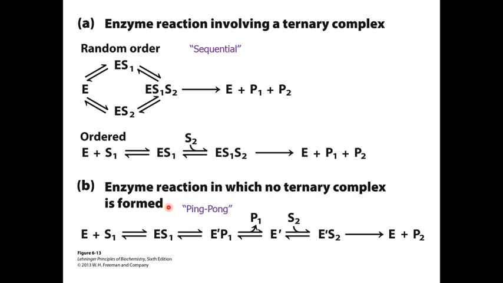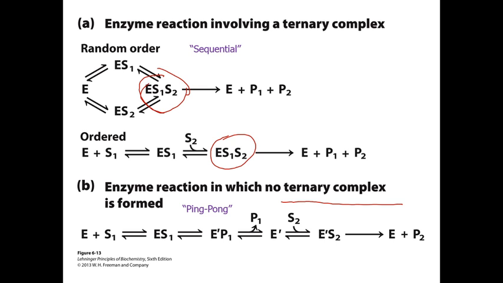And a second, a mechanism where the enzyme reaction does not involve a ternary complex. Now let's look at the first one, and let me define what a ternary complex is. As you can see, ES1S2 means that the enzyme is binding both the substrates at the same time. In a mechanism where there is no ternary complex, this kind of a complex is not present.